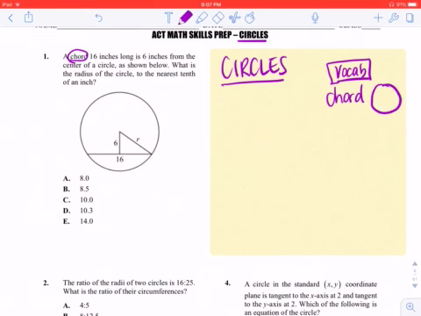Any line that's connecting from one side to the other. So it does not have to go through the center. It can go through the center, but it doesn't have to. It can be really close to the edge. Both of those would be chords.